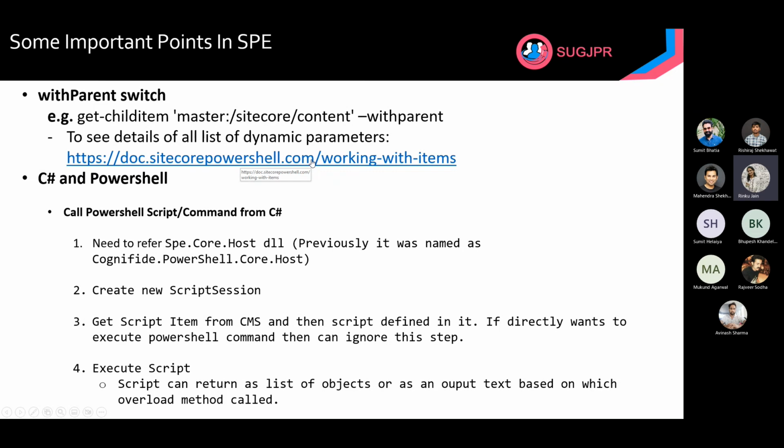So what it does is, let's say when you get child items, sometimes we have a requirement where we need the parent item as well. Otherwise, what we have to do is Get-ChildItem, and then for the parent item, Get-Item. If we don't want two different statements for the same path, we can use the WithParent switch. Just add it over here, and it will return the child as well as its parent.